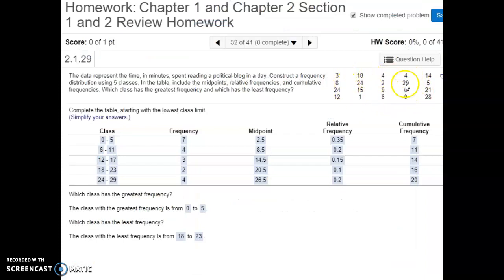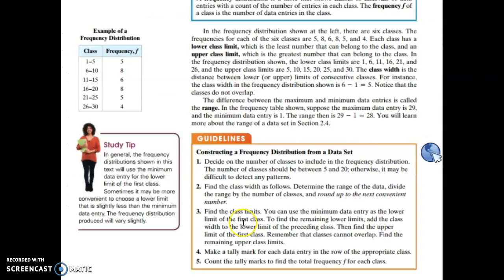So our range here, the largest value is 29, the smallest is 0, so 29 minus 0 is 29. Divide that range, divide 29 by 5, and you'll get 5.8 as the answer. We're going to round that up to 6 as the width of our class. Then each class is going to have a lower and upper limit. We're going to find those.